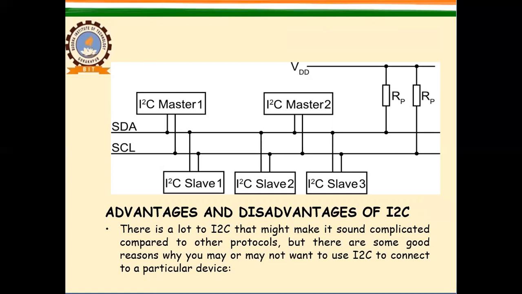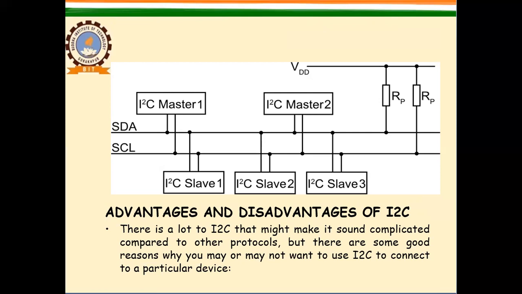The two lines are used, that is SDA and SCL, for communicating between master and slave using I2C protocol. And both the lines are connected to the power supply using resistors. So this is the I2C protocol.